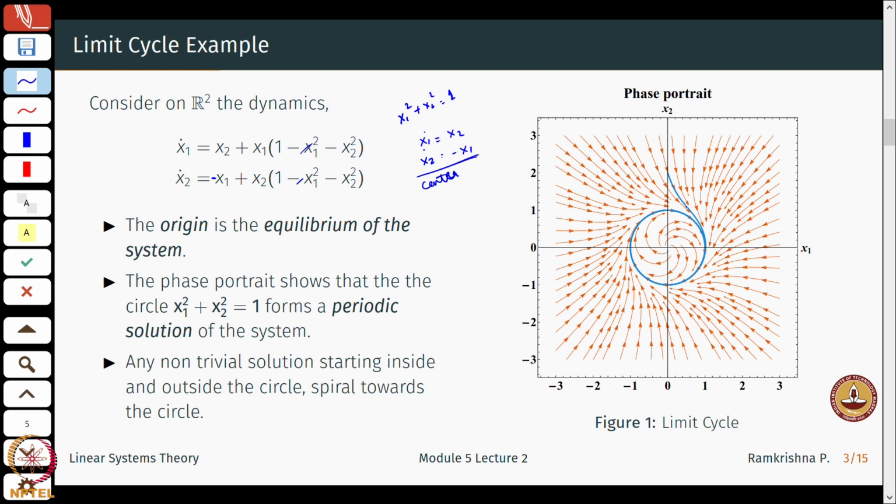So this is how in general the phase portrait would look like. I start from here, the phase portraits would go and converge to this closed orbit, or the limit cycle, in this case. If I am at the origin, I start slightly away from the origin and I would still converge to this blue circle here, which is the limit cycle of the system. So, in summary, any non-trivial solution starting inside the circle or outside the circle will converge eventually to the circle.